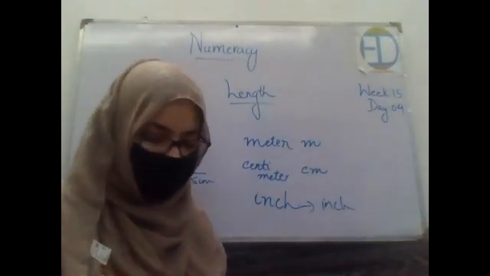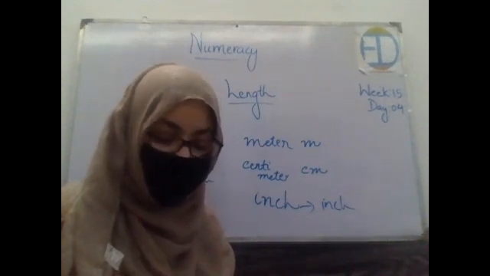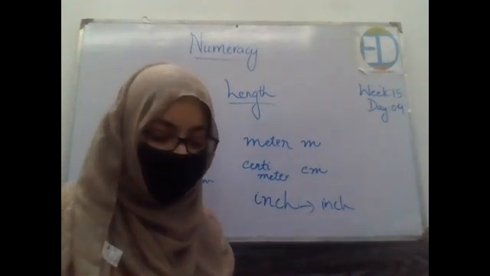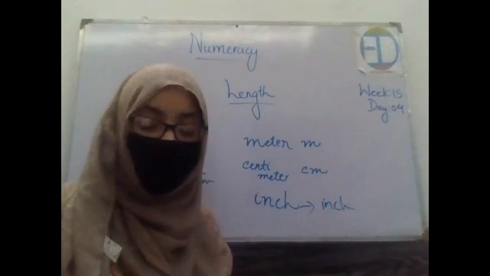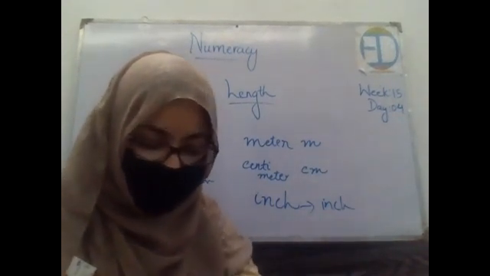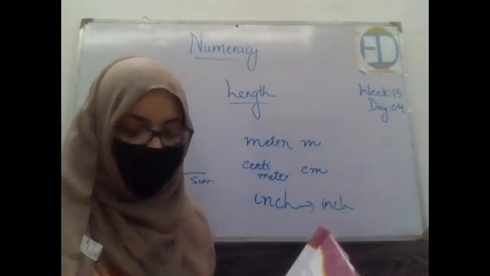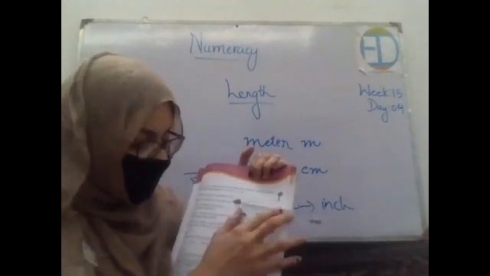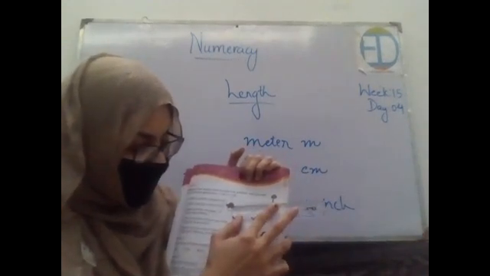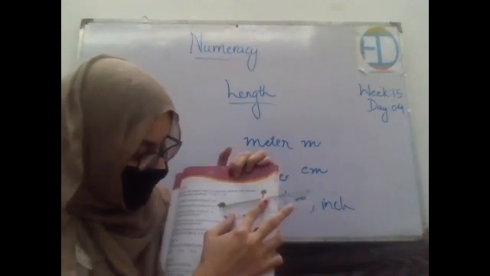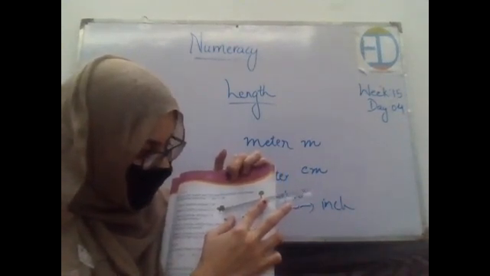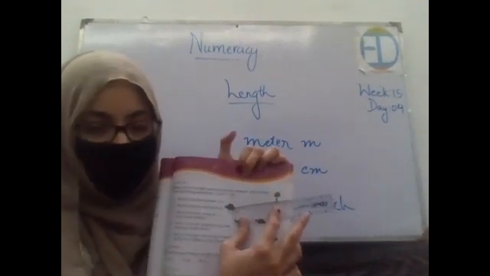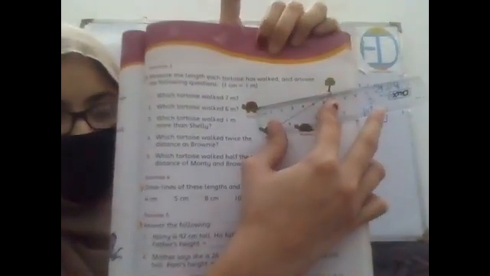The very first question is that measure the length of each tortoise has walked. Now there are four tortoises. They have covered a distance, and you are supposed to measure the length of how much distance they have covered. Now, what you will be doing, you will put your scale like this, starting from zero. Now put the zero over here like this, and then look that where it ends. So the length, or the distance, of the first tortoise comes to me on my ruler. It says it's 7 centimeters. See, this is how you will measure the length of it.